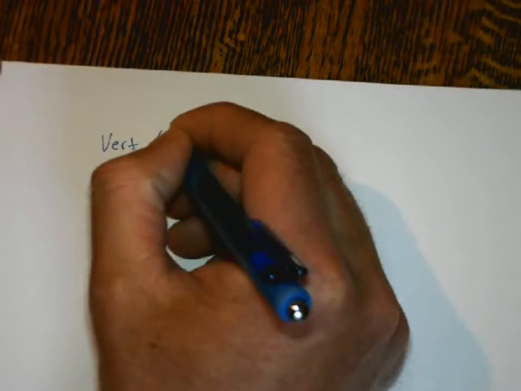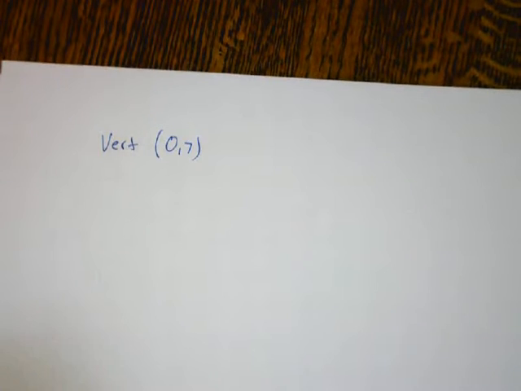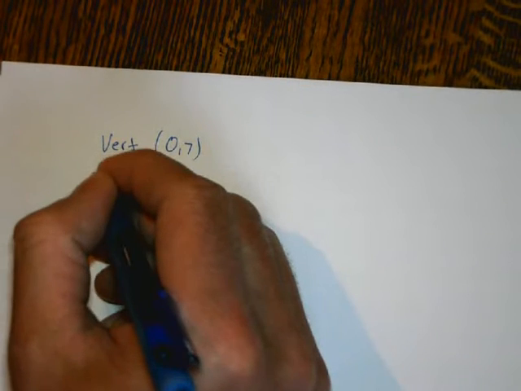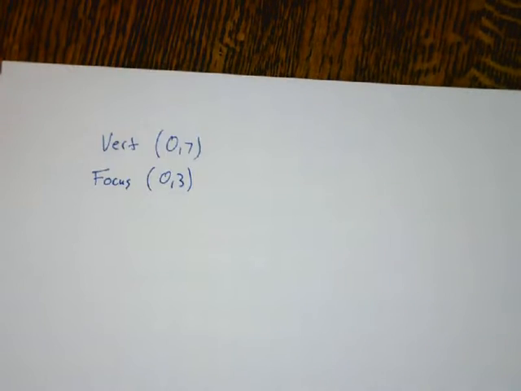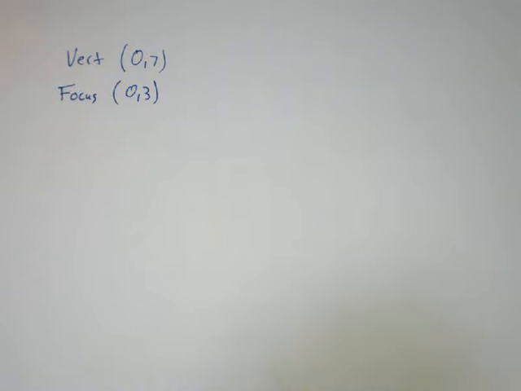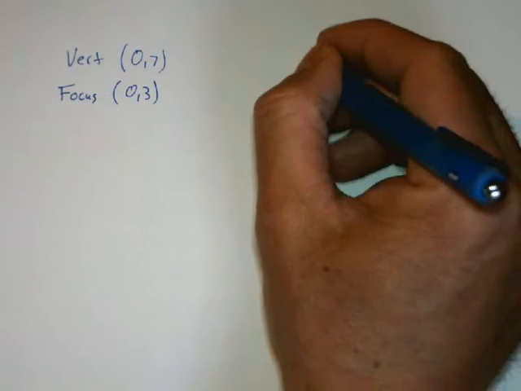So let's try another one. Let's say we have a vertex located at (0, 7), and a focus at (0, 3). All right. Everything's centered at the origin. So (0, 7).